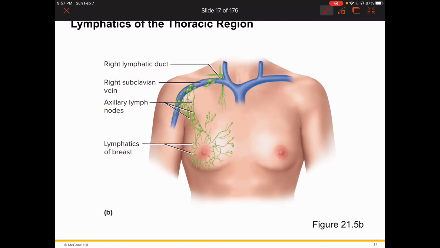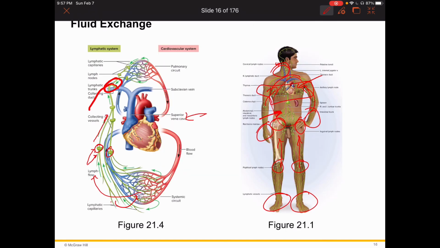The lymphatics of the thoracic region, let me come back to that. Let me just stop here. Those are the major vessels, and we will move forward with a regional look at the lymphatic system.